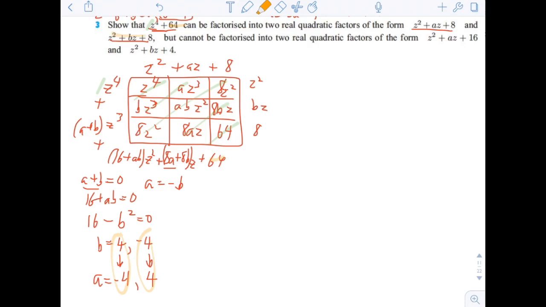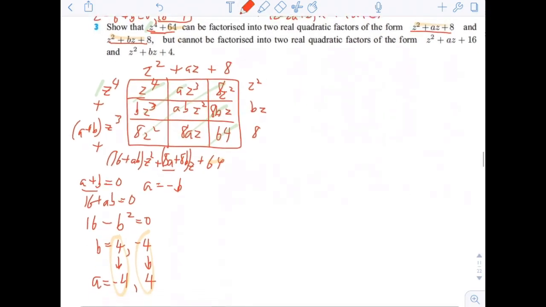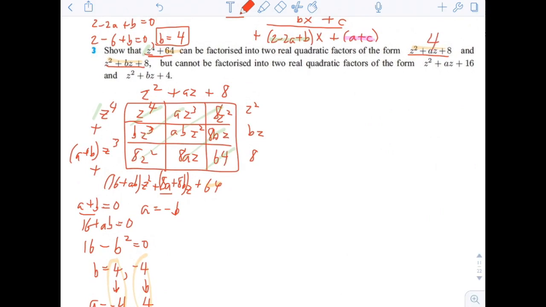All we need to do is plug those back into here, and that'll give us a pair of possibilities, right? Those two quadratics, if we put 4 here and negative 4 here, would multiply together and give us z to the fourth plus 64, for example. Or if we put the opposite, negative 4 and 4, but that would be the same pair, right? Now they want us to show that this pair multiplied together cannot give you z to the fourth plus 64.